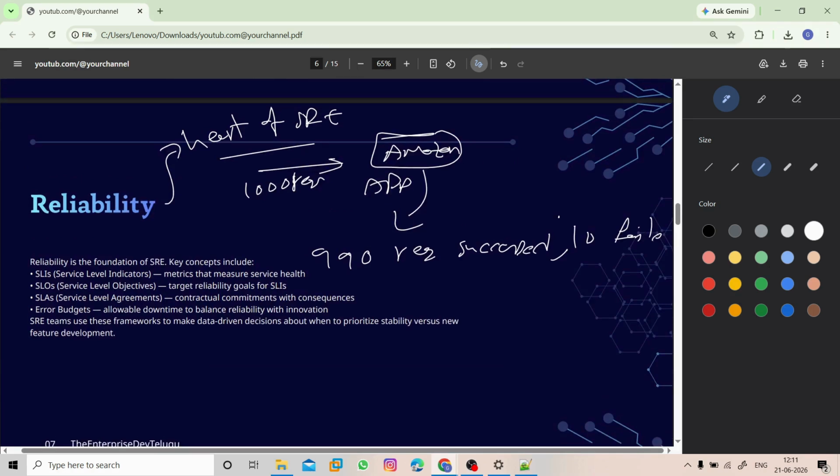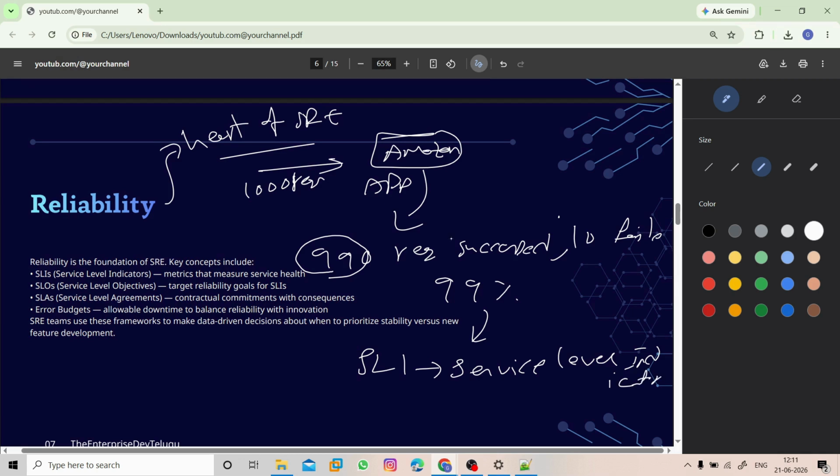The actual success rate is 99%, right? So this metric is called SLI. SLI means service level indicator. That is an example of an SLI. Mainly it answers the question: how is my service performing? So that is an SLI.